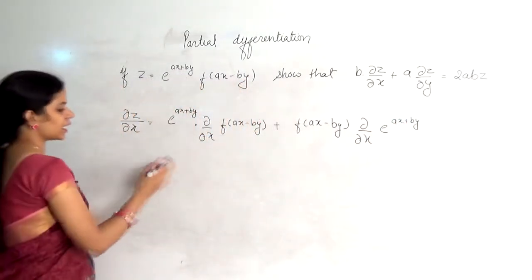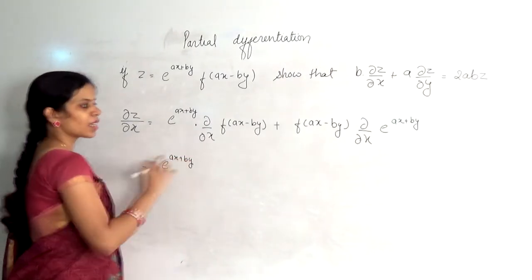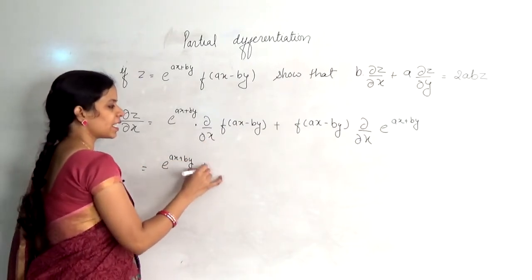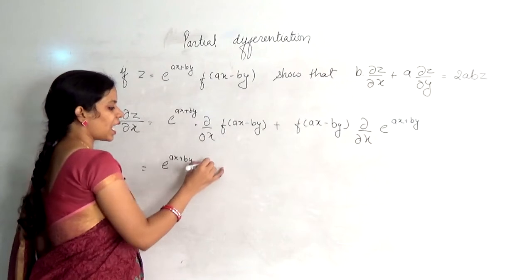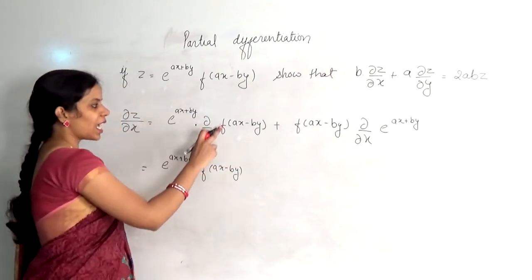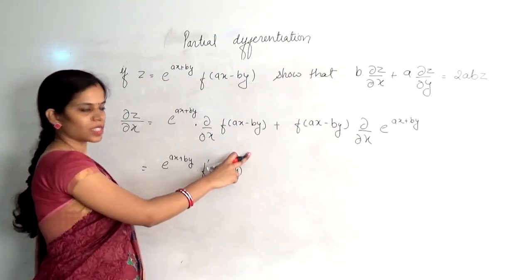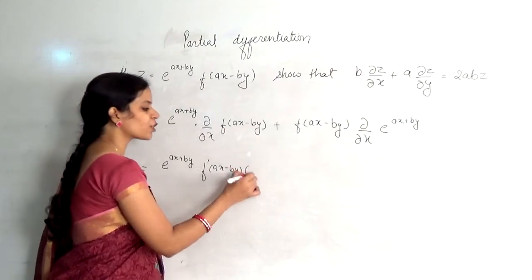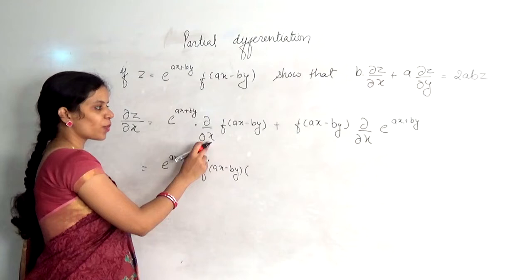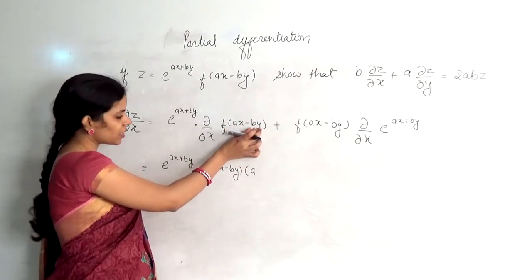By differentiating these, e to the power ax plus by, if we differentiate this f(ax minus by), we will get, here f is a function of this term, f dash (ax minus by). Since f is a function of ax minus by, then according to the rule of differentiation, again we will differentiate ax minus by, and if we differentiate ax minus by with respect to x, we will get a, and here the differentiation will be 0.